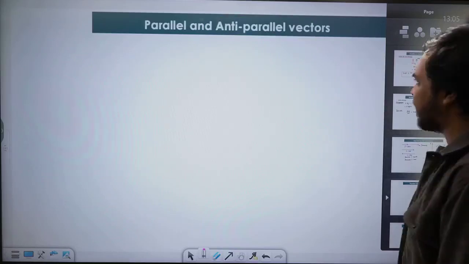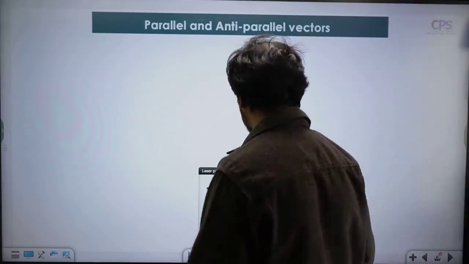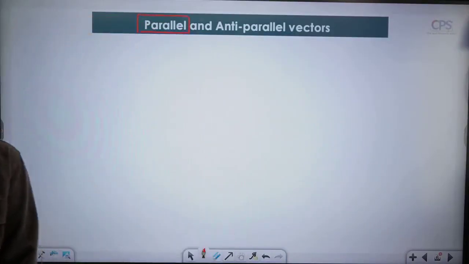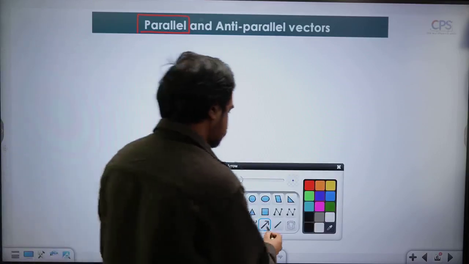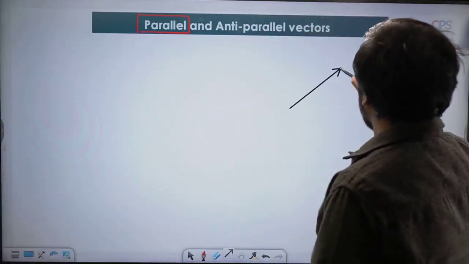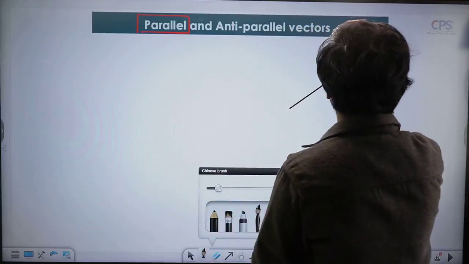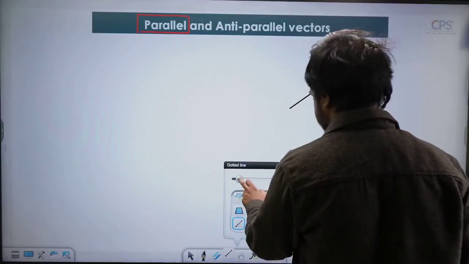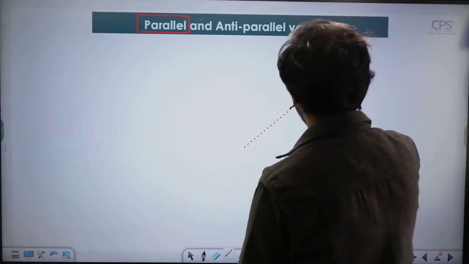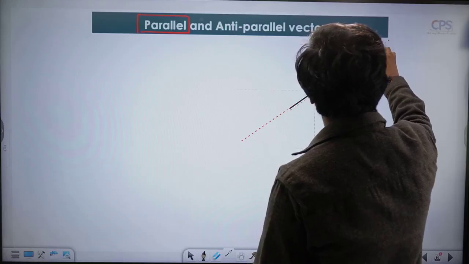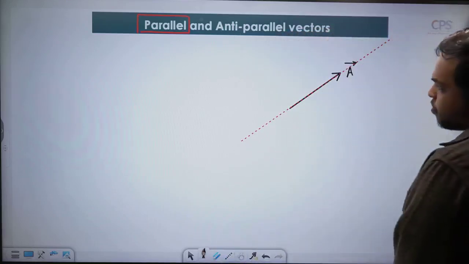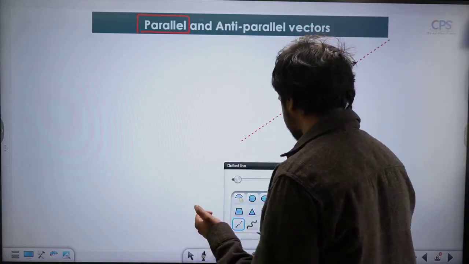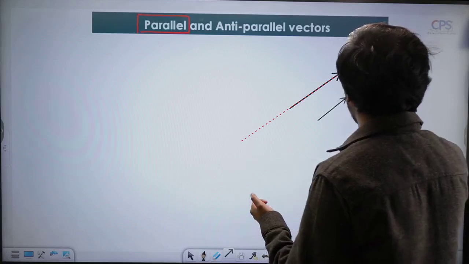Now, parallel and anti-parallel vectors. The name suggests it. What are parallel and what are anti-parallel? Let's say one vector is a vector A. I'm drawing a line, and this is on this line. Now another vector, let's say this is vector B.